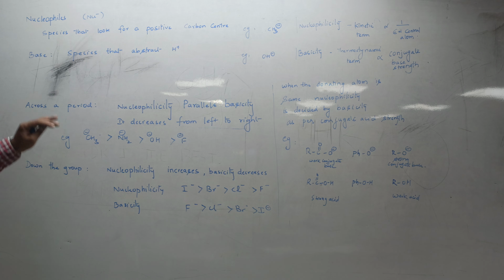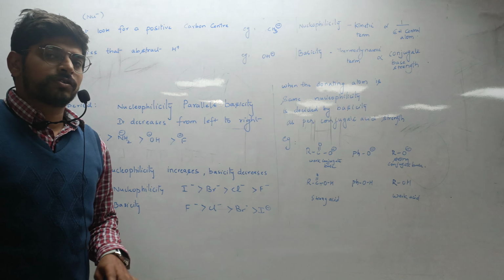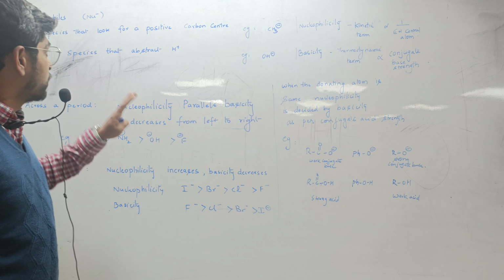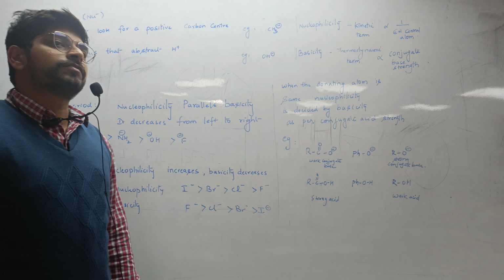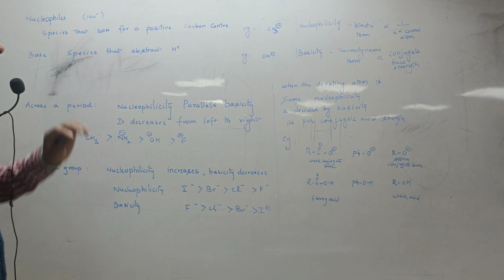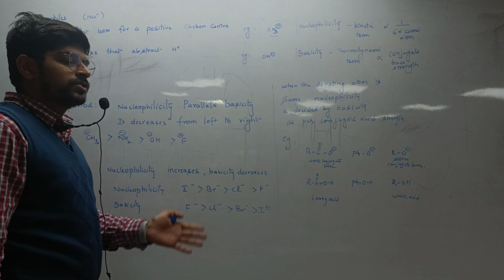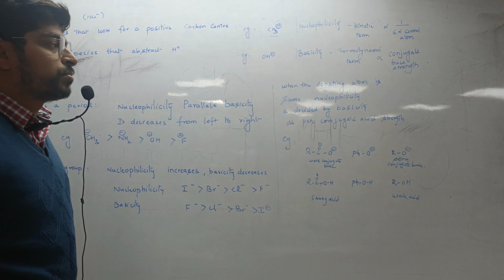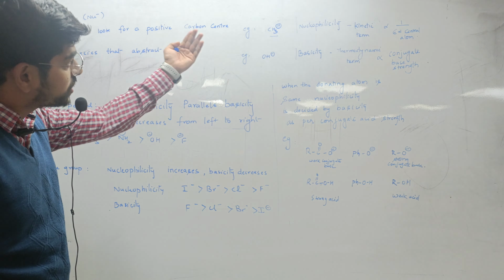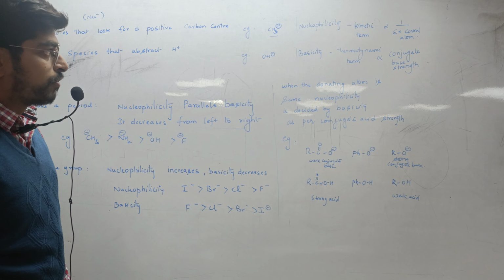A nucleophile is generally a negatively charged species or a species containing a lone pair which is on the lookout for a positive center. Generally it will be a positive carbon center. For example, CH3 minus, because it has a negative charge, wants to attack at any positive site. NH2 minus and OH minus can also be nucleophiles.